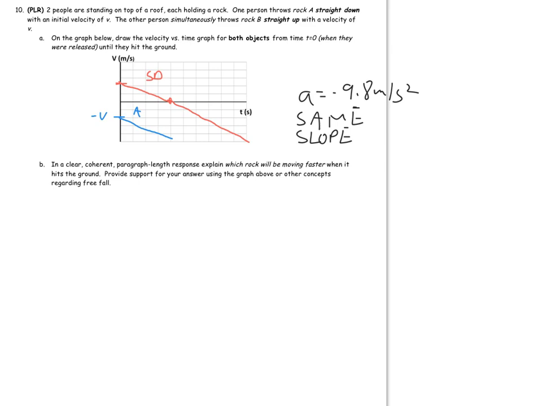The second part says, in a clear, coherent paragraph-length response, explain which rock will be moving faster when it hits the ground. Feel free to use this graph to provide some support. So we're going to talk a little bit about this question in general. With these types of questions, we want to first make a very strong statement, just answering that question, and then we're going to provide evidence. And usually it's going to be in a very logical format where we state one thing, which leads to another thing, which leads to another thing, ultimately explaining our answer.